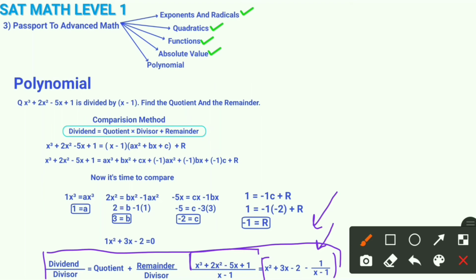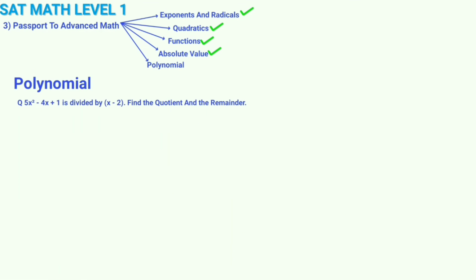Write it down. Whenever you try to divide a polynomial by another, x cube plus 2x square minus 5x plus 1 is divided by x minus 1. You do the comparison method, you find the values, you get the quotient, and you also get the remainder. The remainder is minus 1, so it's minus 1 upon x minus 1, the divisor. Okay, so you need to remember this standard form.